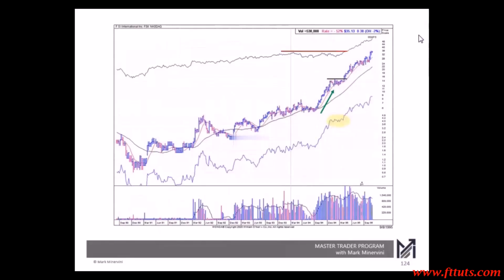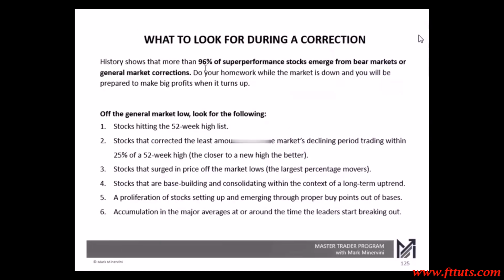So let me show you a few things here. I'm not going to go through all this in detail, but this is what you want to look for when the market's in a correction. And the theme of this section is to be able to spot the leaders while the market's in correction. That's not a time to take a vacation. Right, Dave? I mean, this is the time really to roll up your sleeves, right?